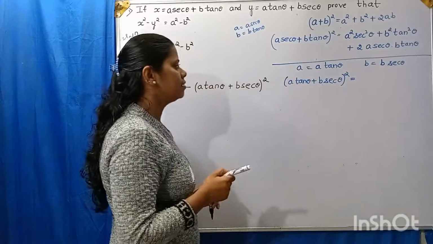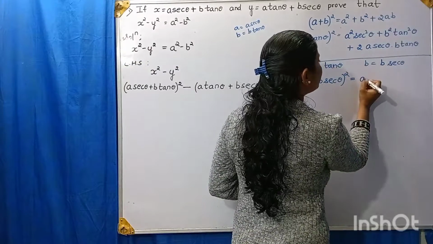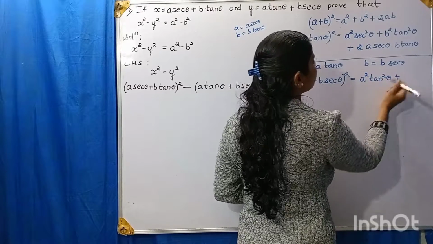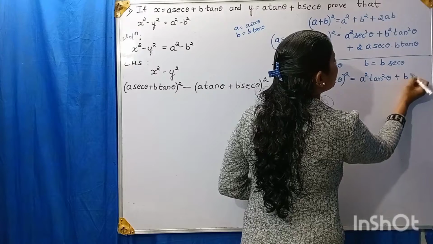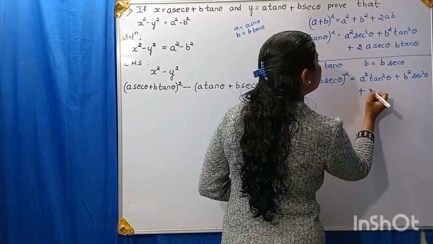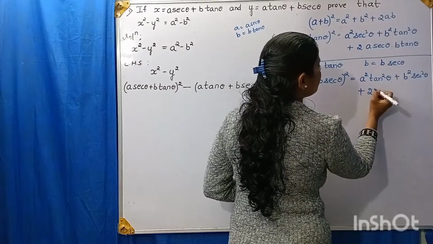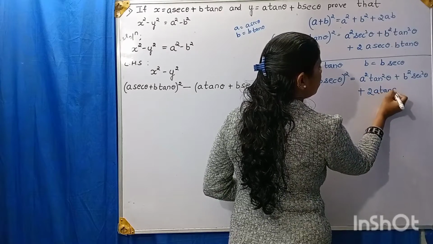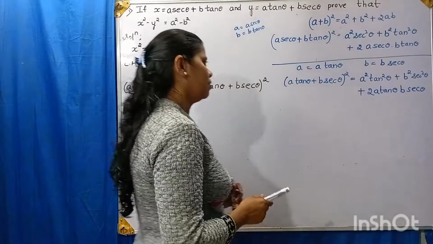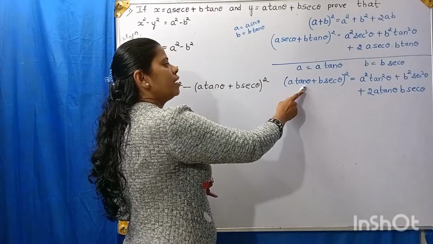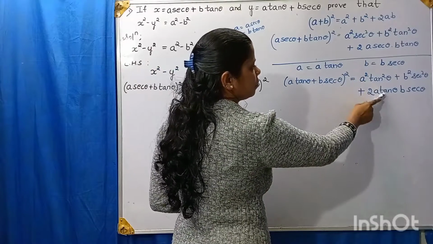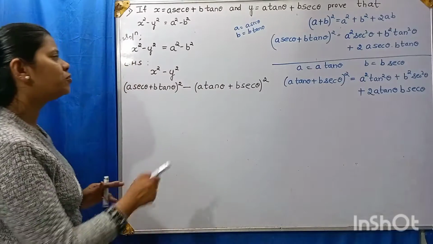It can be written as a square. A square means a square tan square theta plus b square. B square means b square secant square theta and plus 2 into a into b, that is 2, a means a tan theta, b means b secant theta, right? We have the value for a tan theta plus b secant theta the whole square, means this one. Okay? Now substitute that value here.